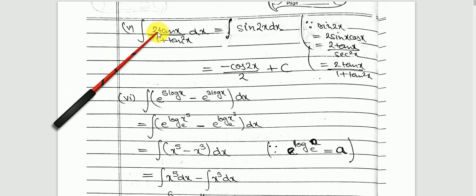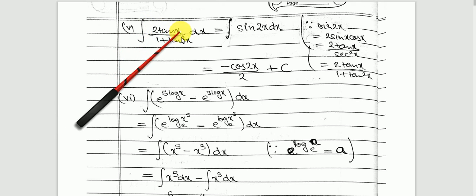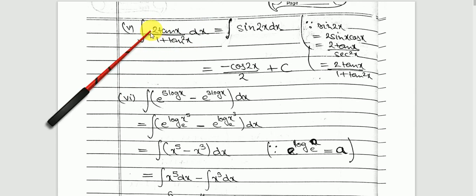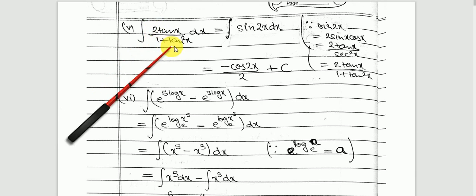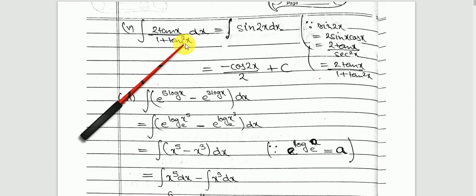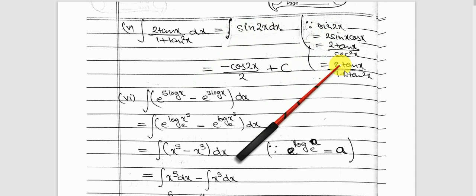So next question is here. You have to integrate 2 tan x upon 1 plus tan square x with respect to x. If you see the formula list, you won't get any direct formula to integrate this. But you know that 2 tan x upon 1 plus tan square x can be written as sine 2x. Okay, how it can be written as sine 2x, I have explained over here.